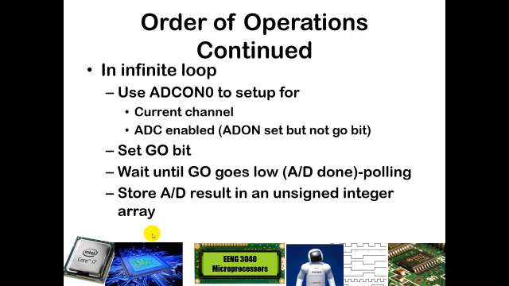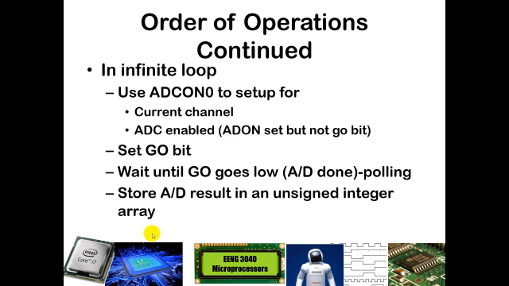Then we will get into an infinite loop, which will continue to sample so long as our code is running. Within that infinite loop, we're going to configure ADCON0 to set up for the current channel that we are sampling. And we will make sure that our ADON bit is set so that we enable the analog to digital conversion module. We will then set the GO bit, and that will say go ahead and perform the analog to digital conversion on the selected channel. We will do polling, which will simply be a while GO with a semicolon after it, that will simply wait until the GO bit goes back low.